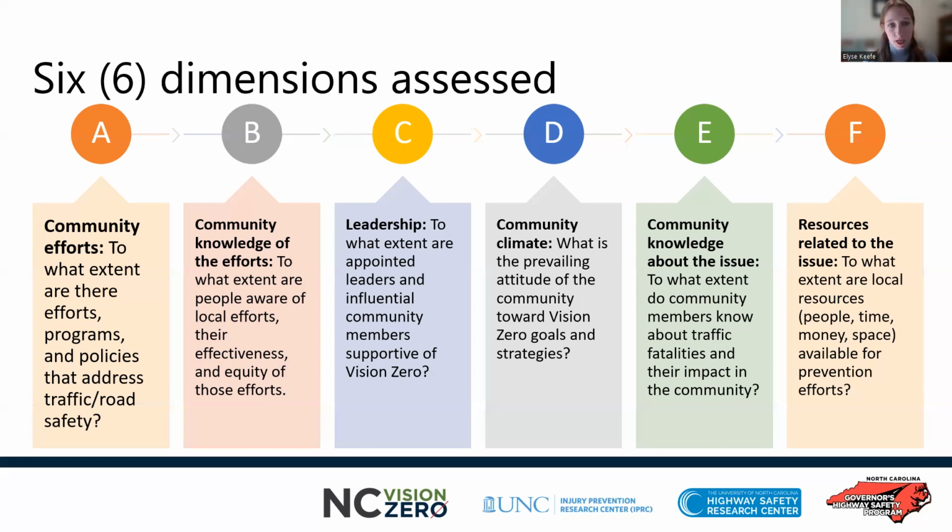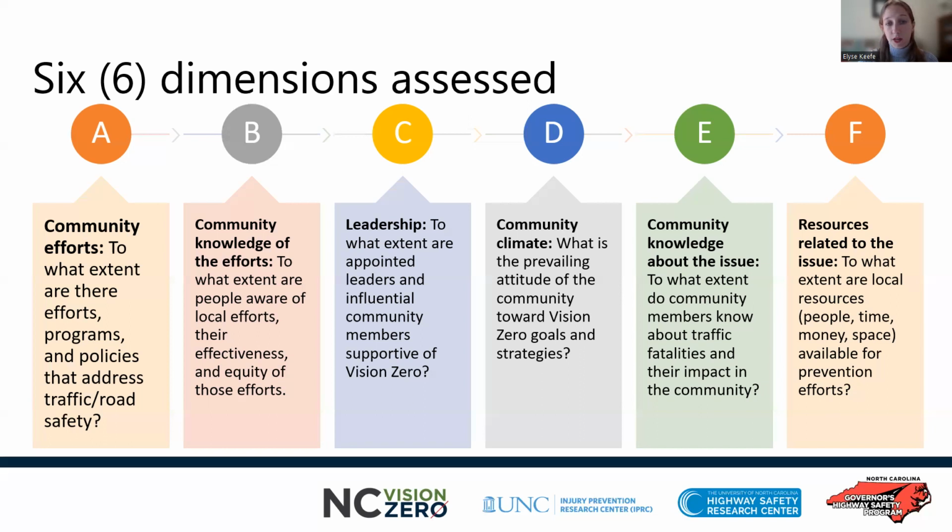The fourth one here is community climate. So this assesses more the general attitude towards Vision Zero. Where are people's priorities in the community? What do they think about the causes of death on the roads? What do they think are some effective solutions? How well do those align with Vision Zero and Safe Systems approach?